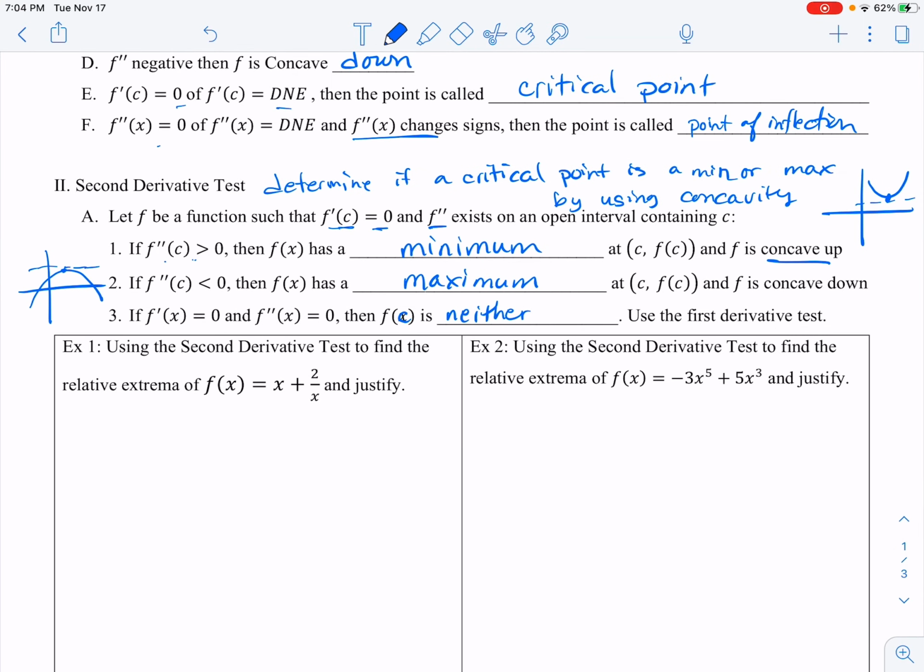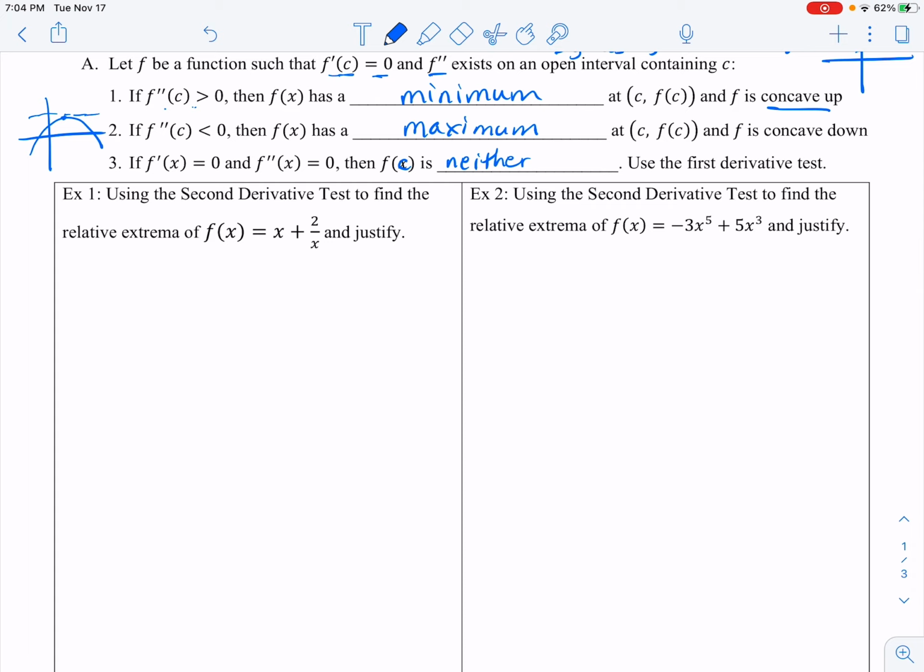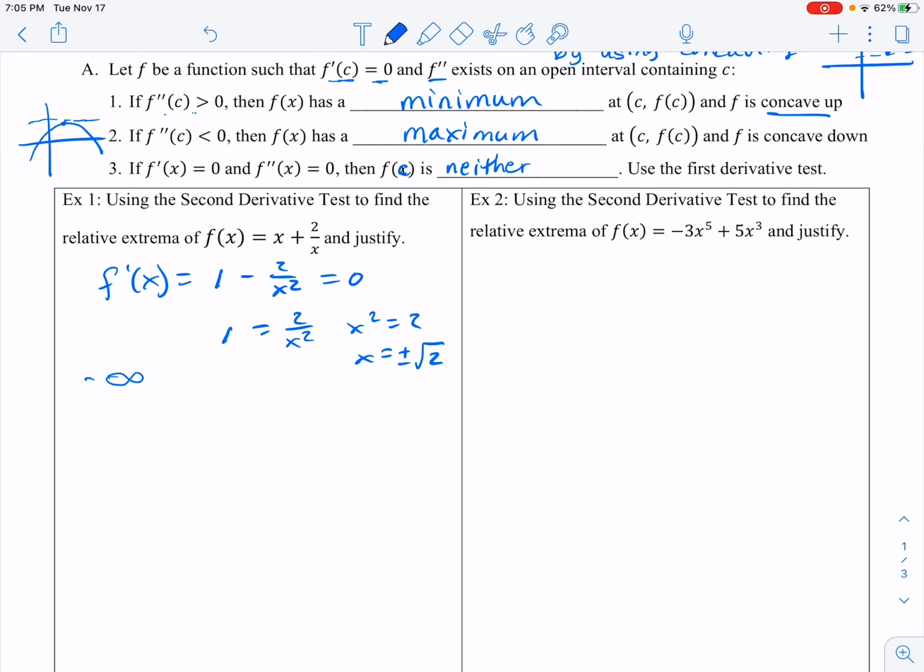So let's use that to find relative extrema. You take the first derivative, you get 1 minus 2 over x squared. Is that right? And set it equal to 0. So you have 1 equals 2 over x squared, so x squared equals 2, so x equals plus or minus the square root of 2. Now, rather than making my chart that goes from negative infinity to negative root 2, we're not going to do that. We're going to find the second derivative.